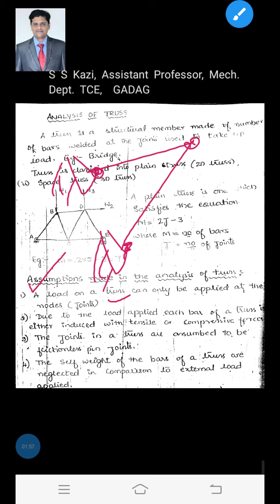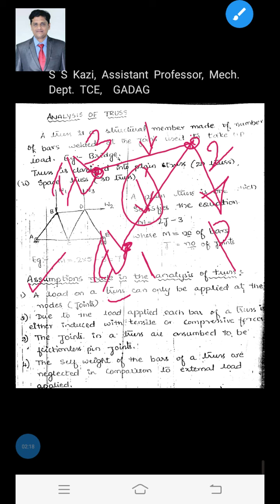These two bars are interconnected by means of joints like this, and all the joints are represented by nodes in FEM. The first assumption says a load on a truss can only be applied at the nodes or joints. That means a load can only be applied at the nodes or joints like this. It should not be applied at the midway of the bars like this. It is wrong. So the first assumption is, to carry out the analysis on a truss member, a load can only be applied at the joints or nodes.